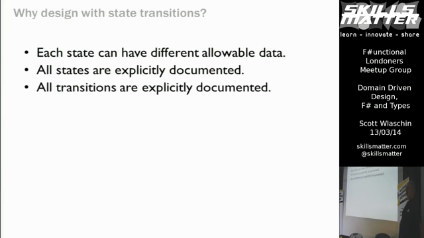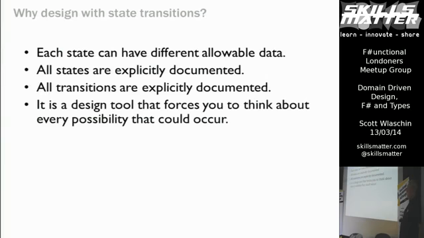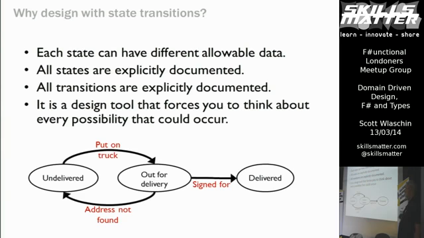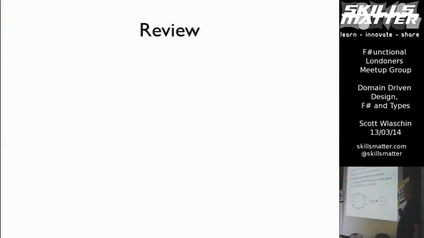And all the transitions are explicitly documented. I mean, every possible transition you have to think about. Well, can I go from an empty cart to a paid cart? No. So that's not in the API. Can I go from a paid cart to an empty cart? No, that's not in the API. So it's very clear. The API is just a set of transitions. So it's a design tool that forces you to think. That's what I like about this approach. Just to show you that example again.